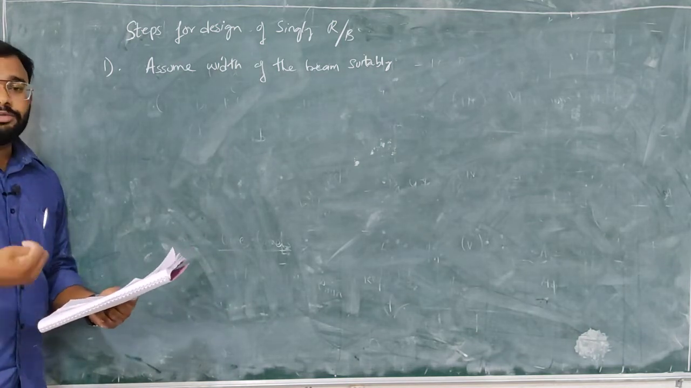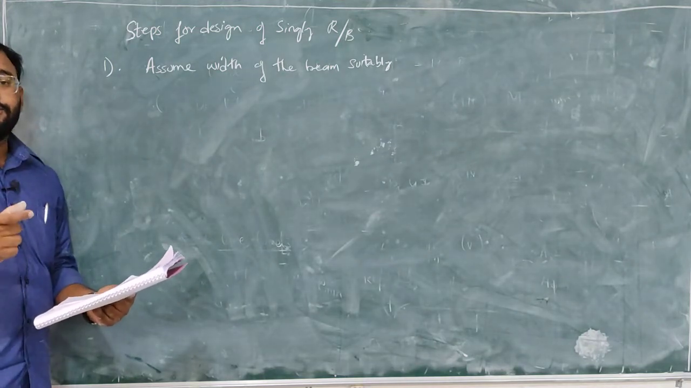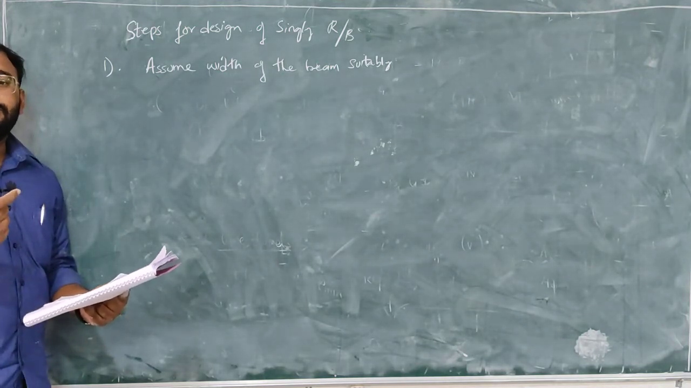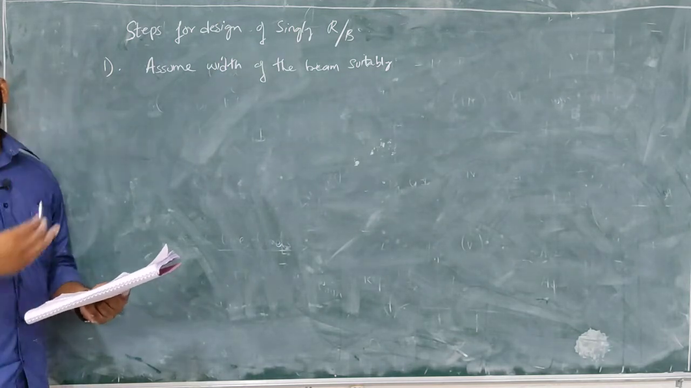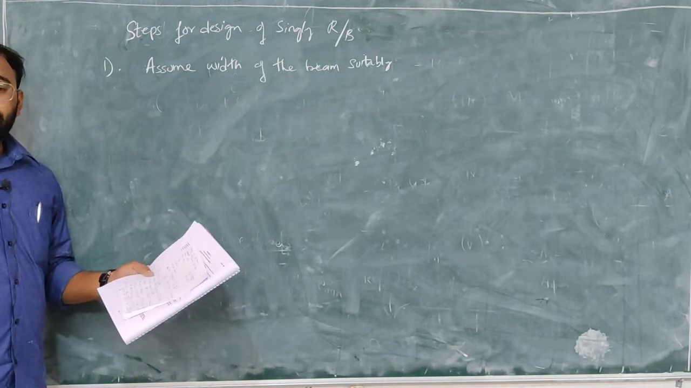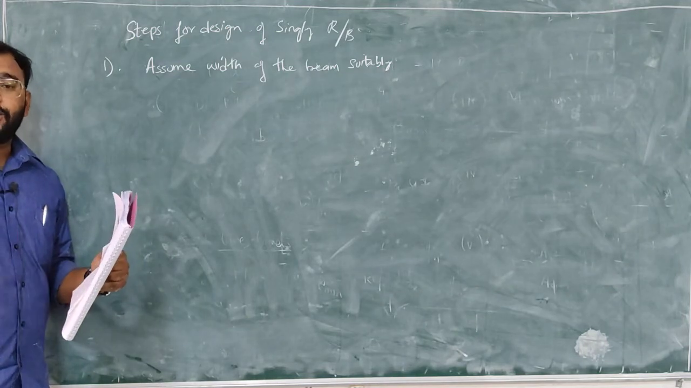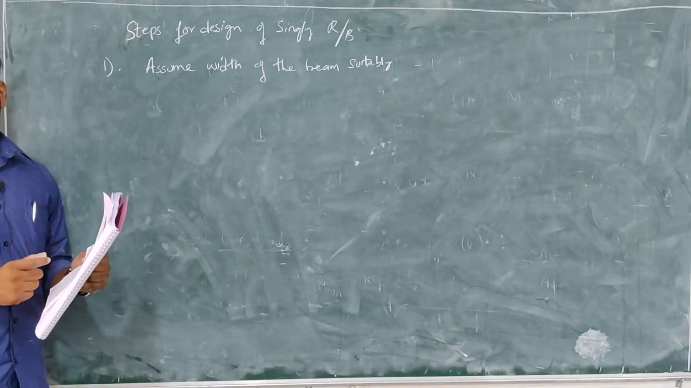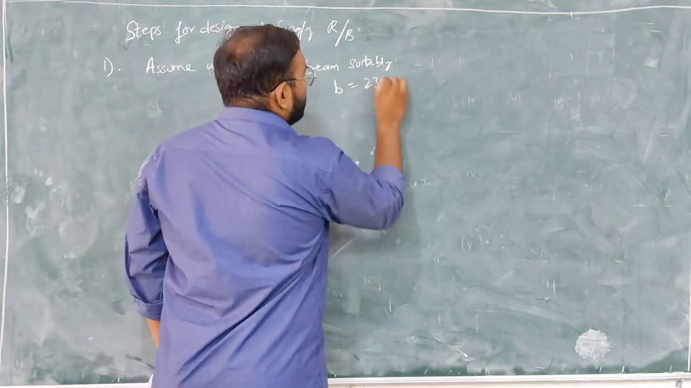So how to assume the value? I told you the minimum depth criteria, minimum breadth criteria. The minimum breadth should not be less than 200 mm. So you can assume any value more than 200 mm. You can assume 500 mm, you can assume 600 mm. But when you are designing, you will be able to understand for how much load, how much breadth is required. So generally, we assume the breadth of the beams as 230 mm.